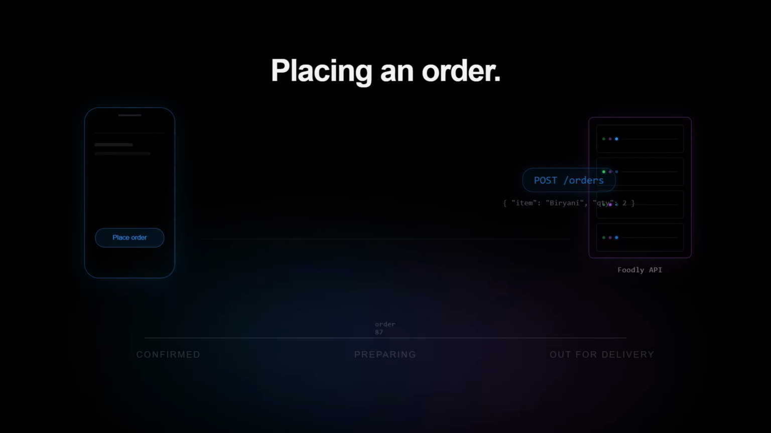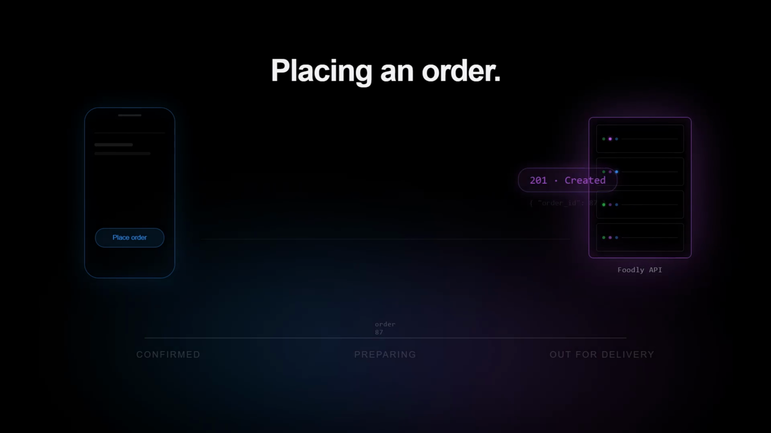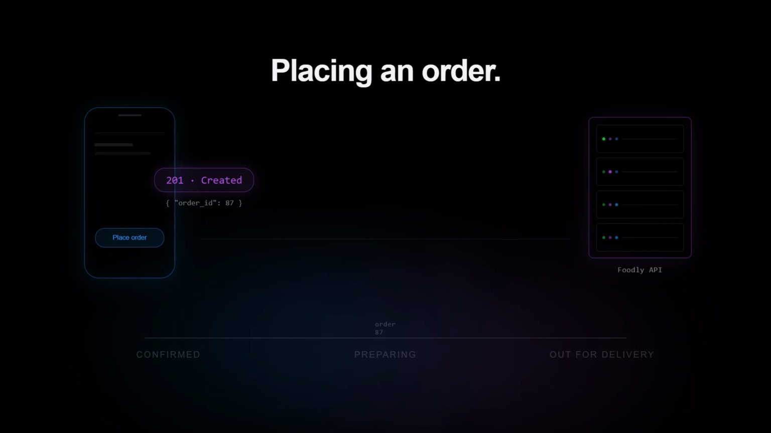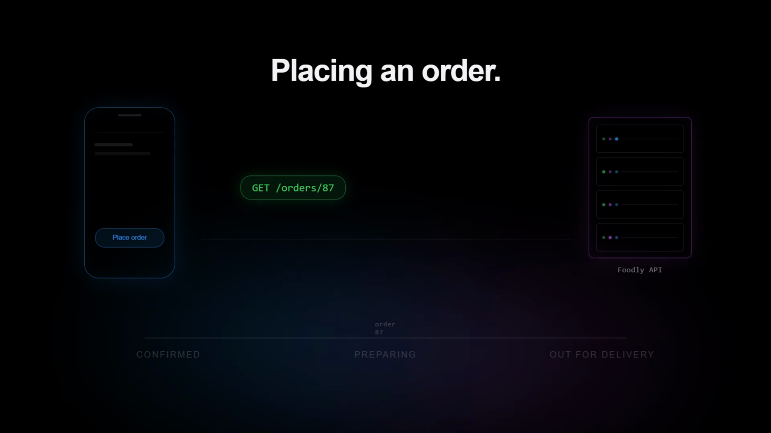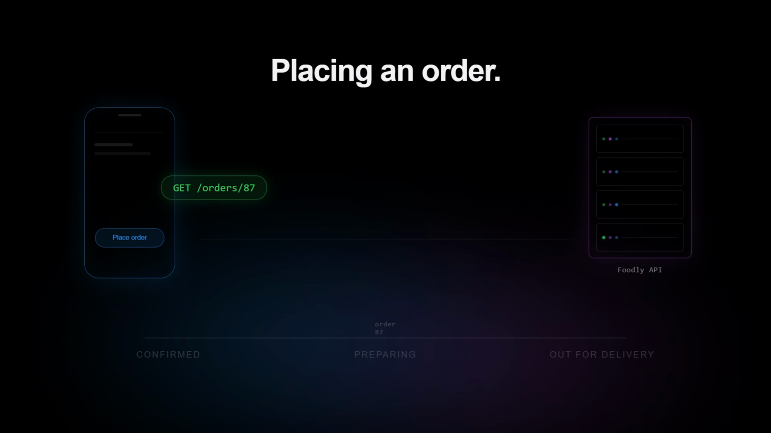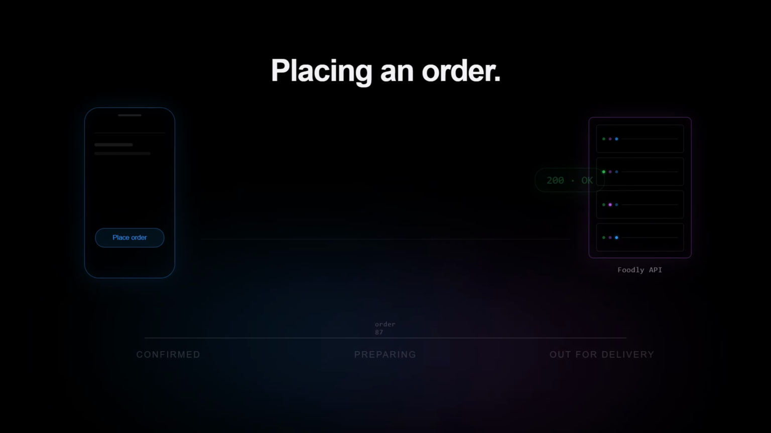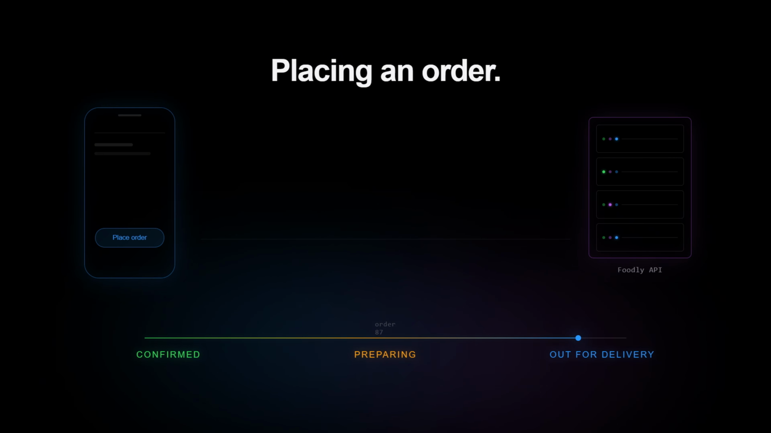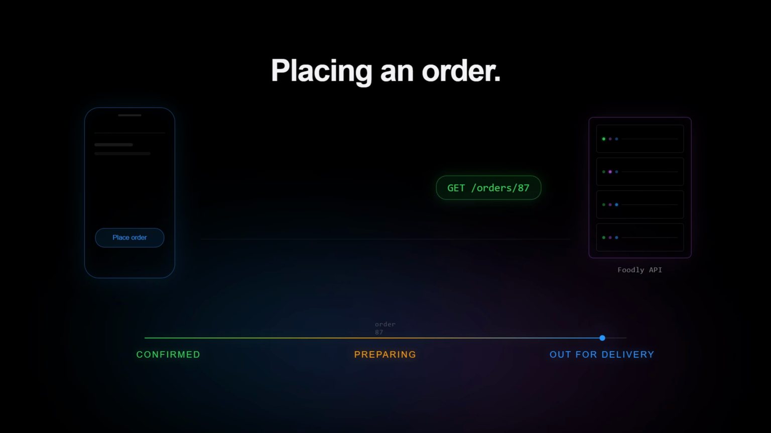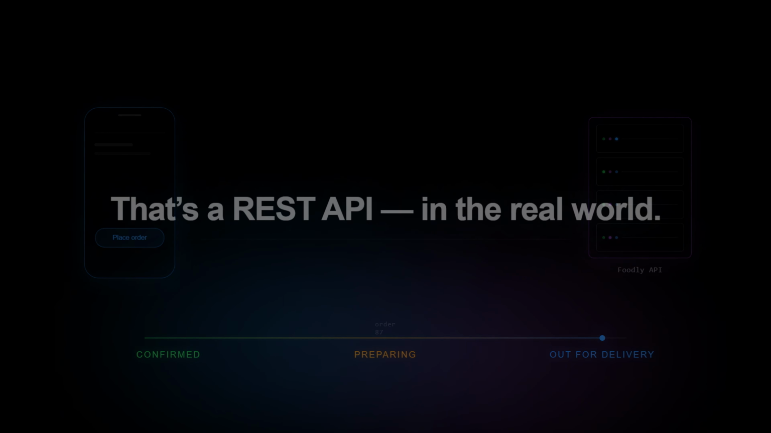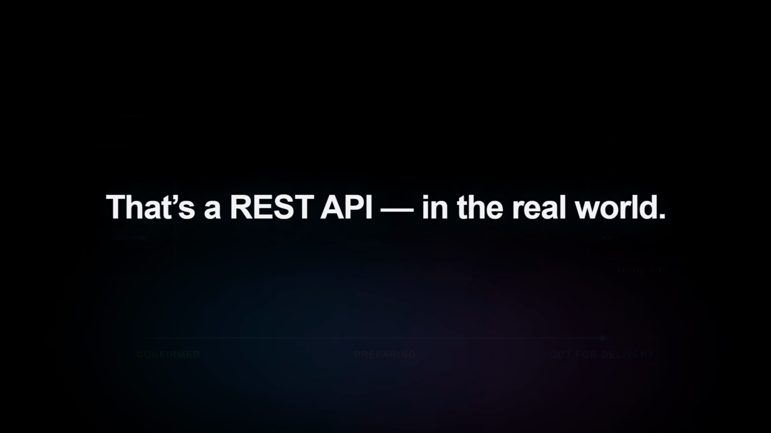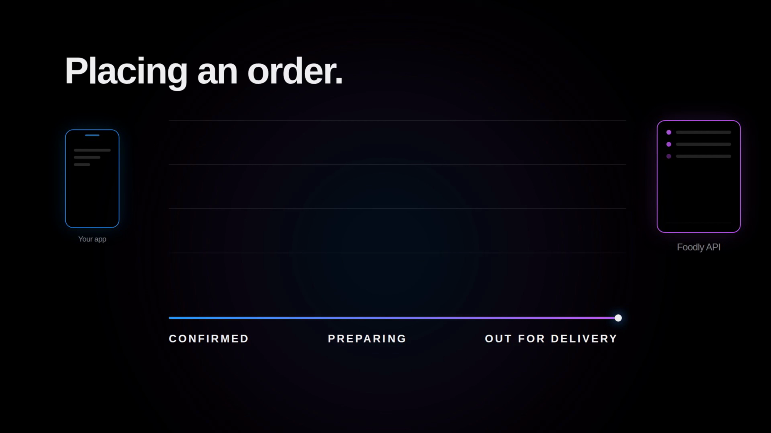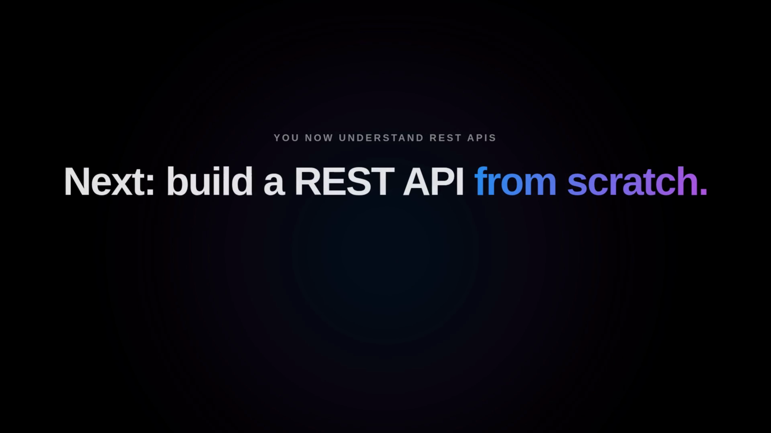Let's put it all together with a food delivery order. You tap place order. Your app sends a POST request to /orders with your cart in the body. The server creates the order and replies 201 created with the order ID. Then every few seconds, your app sends a GET request to /orders/87 and the server replies 200 okay with the current status: confirmed, preparing, out for delivery. That tracking screen you stare at while you're hungry, it's just GET requests on repeat. That's it. That's a REST API in the real world.